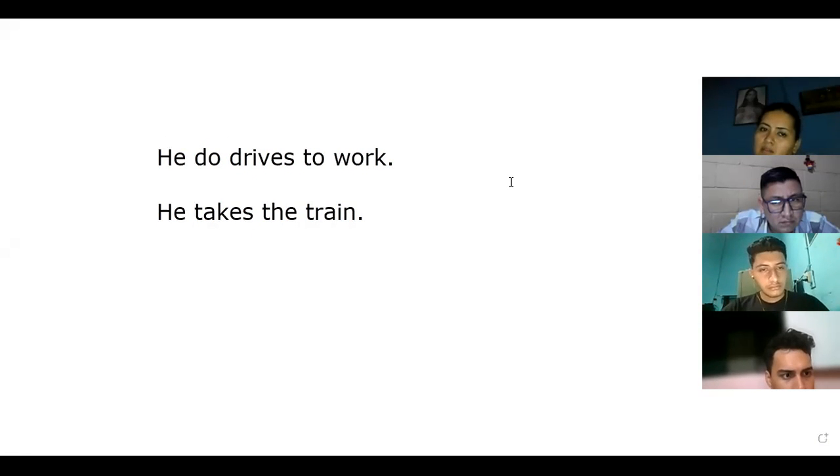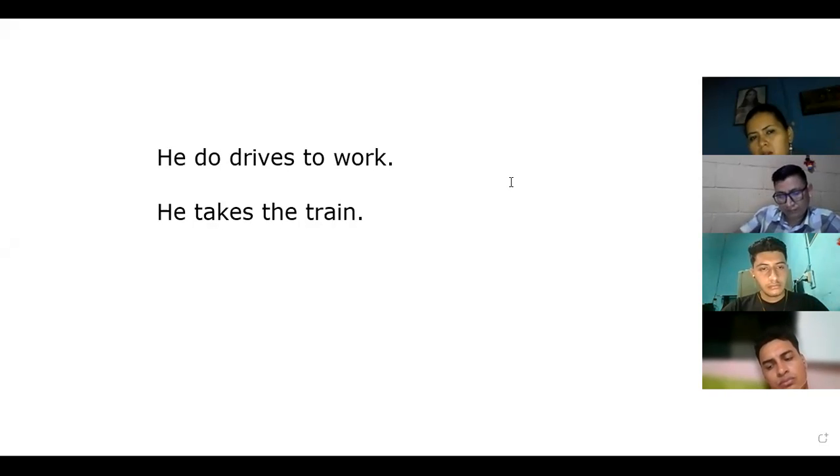¿Se fijan en la fuerza, la entonación que decimos? Él maneja a su trabajo. Es como si estoy doble afirmando o dándole fuerza a mi afirmación de que no, él no viaja en tren, sino que él maneja a su trabajo. Si se fijan, es una afirmación. Dime. It's similar when you're using going to. For example, I am going to go to the beach. You use and will. I will go to the beach. Exacto. Similar.